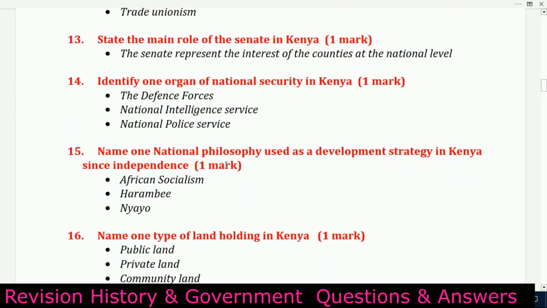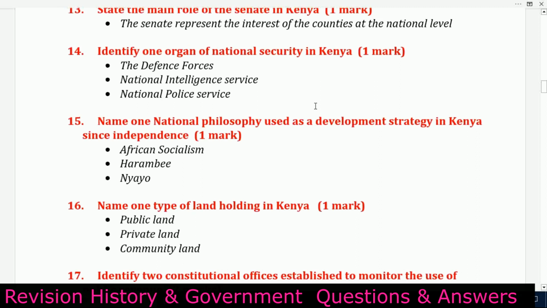Question number 14. Identify one organ of national security in Kenya. One organ, the Defense Forces. Number 2, National Intelligence Service. Number 3, National Police Service.